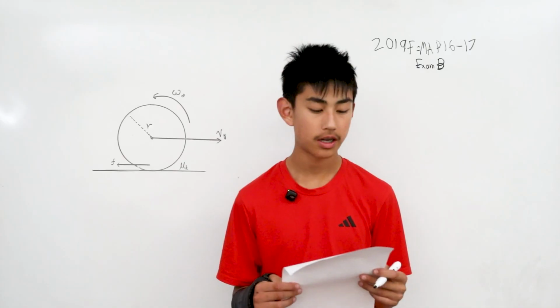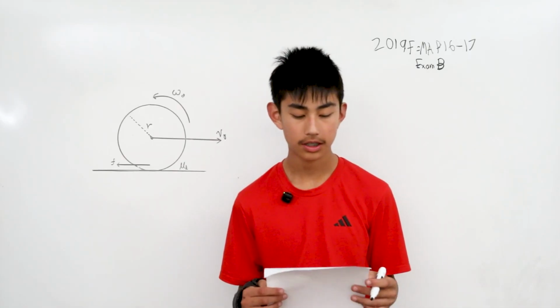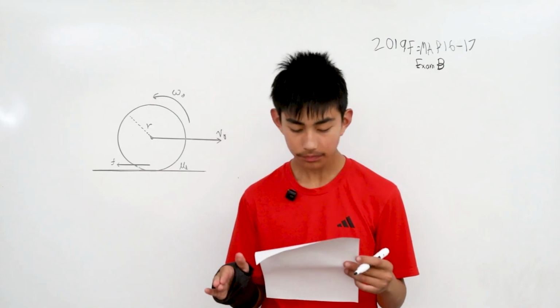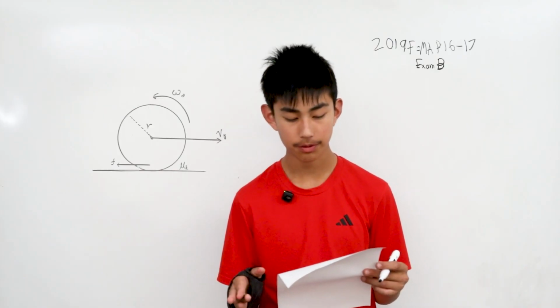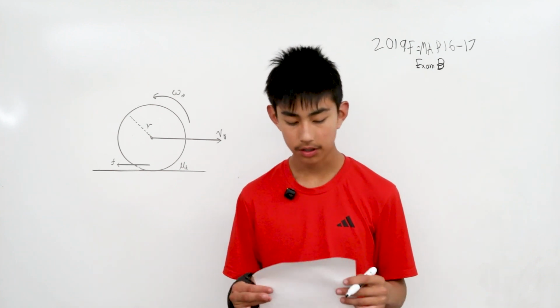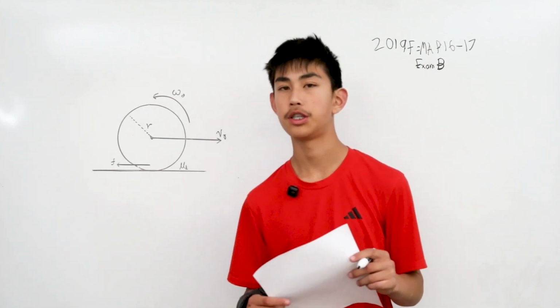As it is launched, it is also spun counterclockwise at angular velocity 3v0 over r. The coefficient of kinetic friction between the ground and the hoop is mu of k. How long does it take the hoop to return to its starting position?